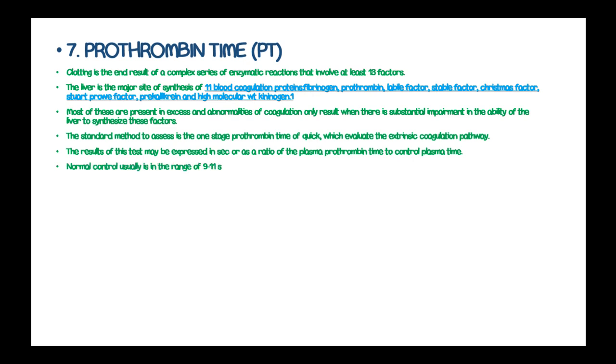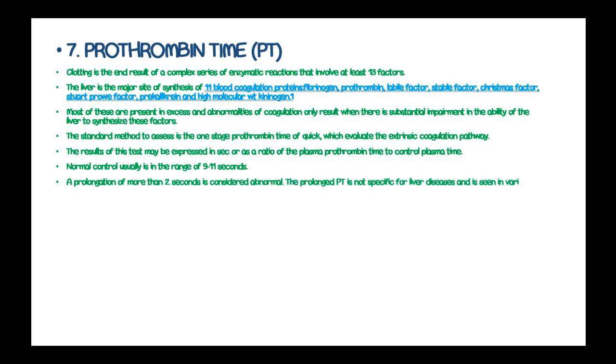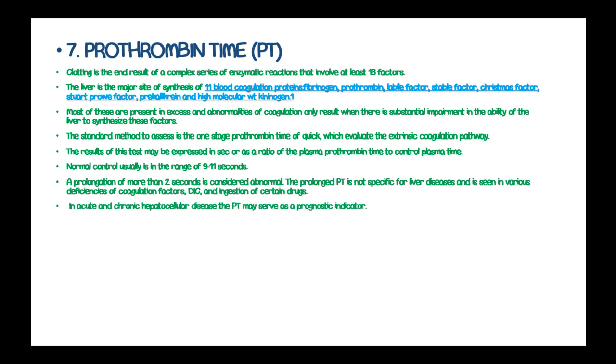The normal control usually is in the range of 9 to 11 seconds. A prolongation of more than 2 seconds is considered abnormal. The prolonged PT is not specific for liver disease and is seen in various deficiencies of coagulation factors such as DIC, that is disseminated intravascular coagulation, and ingestion of certain drugs. In acute and chronic hepatocellular disease, the prothrombin time may serve as a prognostic indicator.